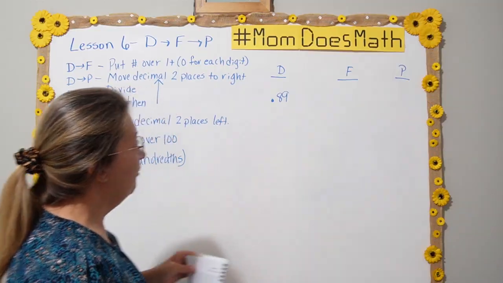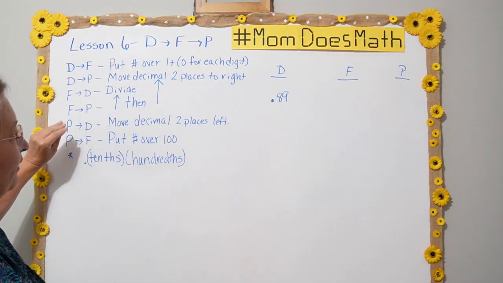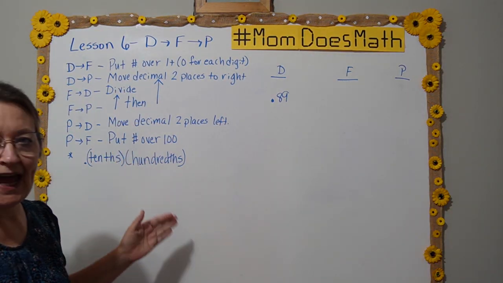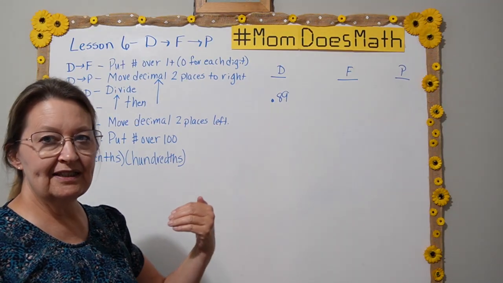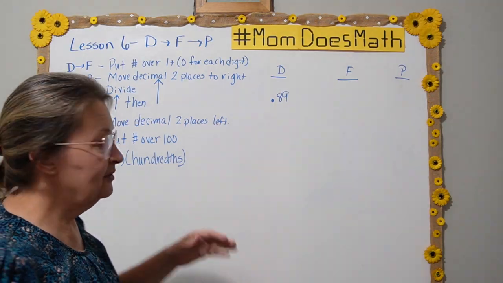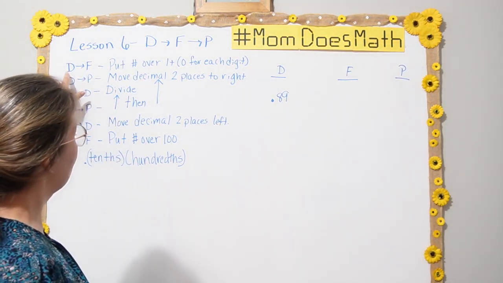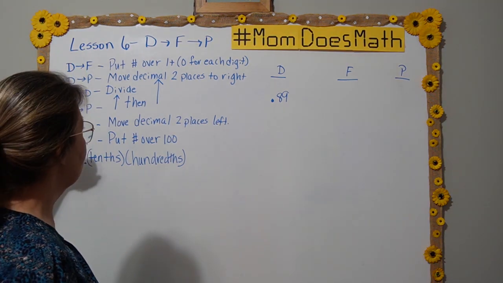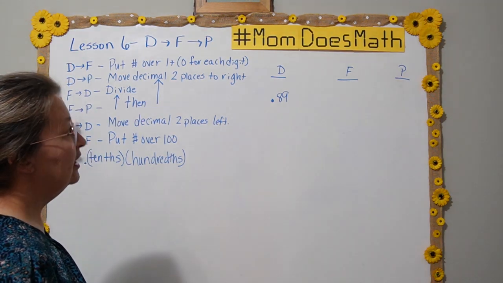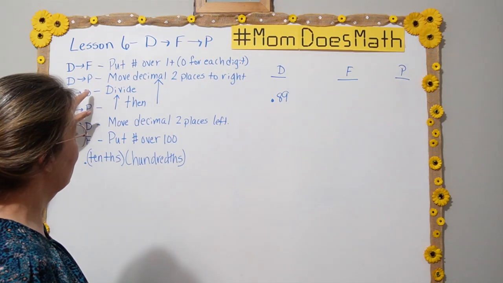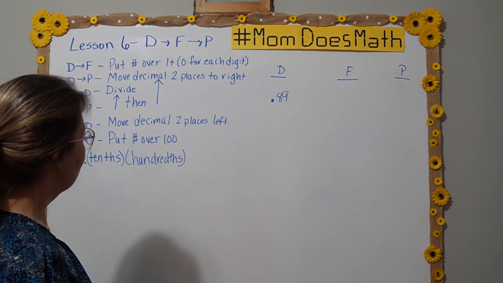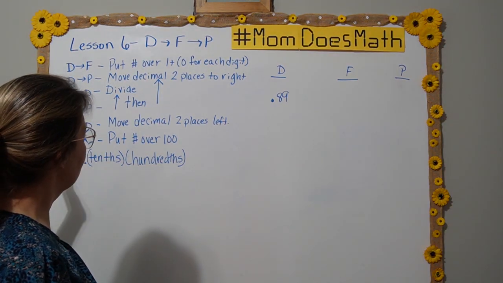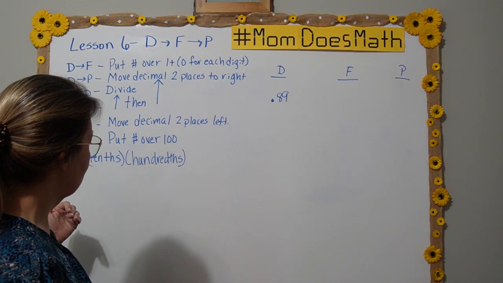Up at the top of the page, here are all the hints. There's only 6 possible types of problems, and that's what this means. If you have a decimal, you're trying to change it to a fraction or a percent. If you have a fraction, then you're trying to change it to either a decimal or a percent. And if you have a percent, you're only trying to go to decimal or fraction.